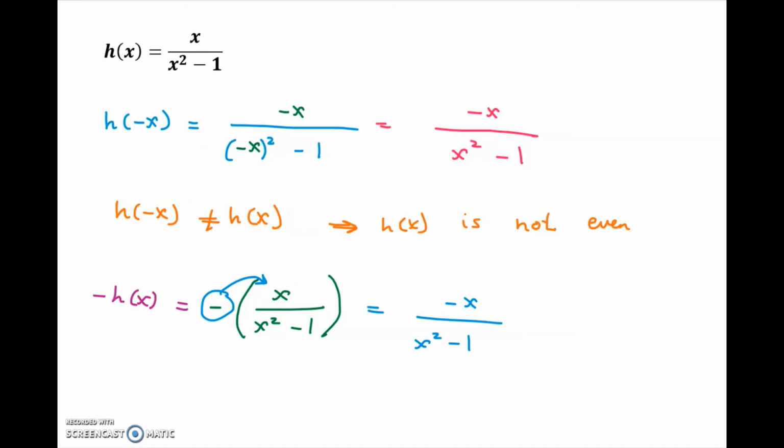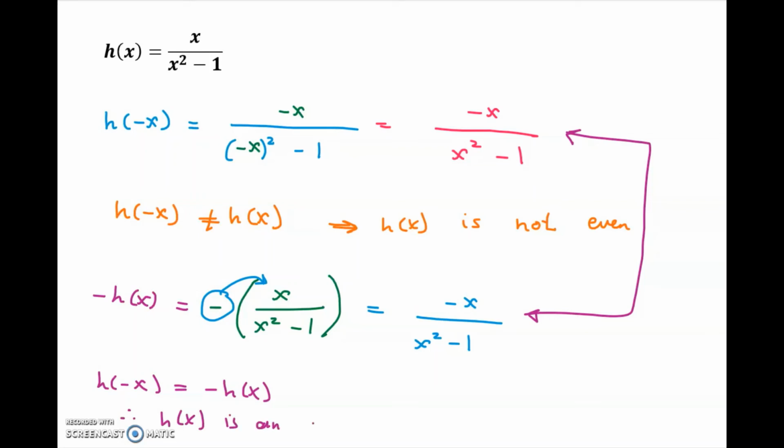Now you need to compare h(negative x) and negative h(x), between these two. Are they equal? Yes. So I will say h(negative x) equals negative h(x). Therefore, h(x) is an odd function. And if it is an odd function, then it will be symmetrical with respect to the origin. Okay, that's when it is an odd function.